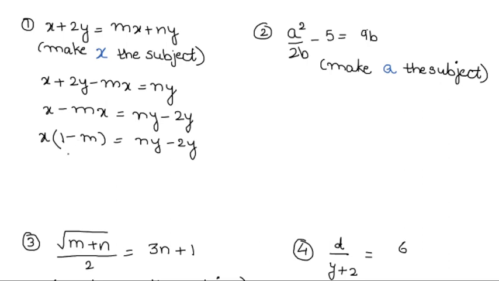On this side, I have 1 minus m multiplying with x. So I need to transpose 1 minus m to that side. You need to see what operation is being performed between this bracket and x. So this is multiplying x. So when transposed to that side, it will divide. It will go in the denominator. And I have x is equal to ny minus 2y whole upon 1 minus m. So this is the formula that I wanted.